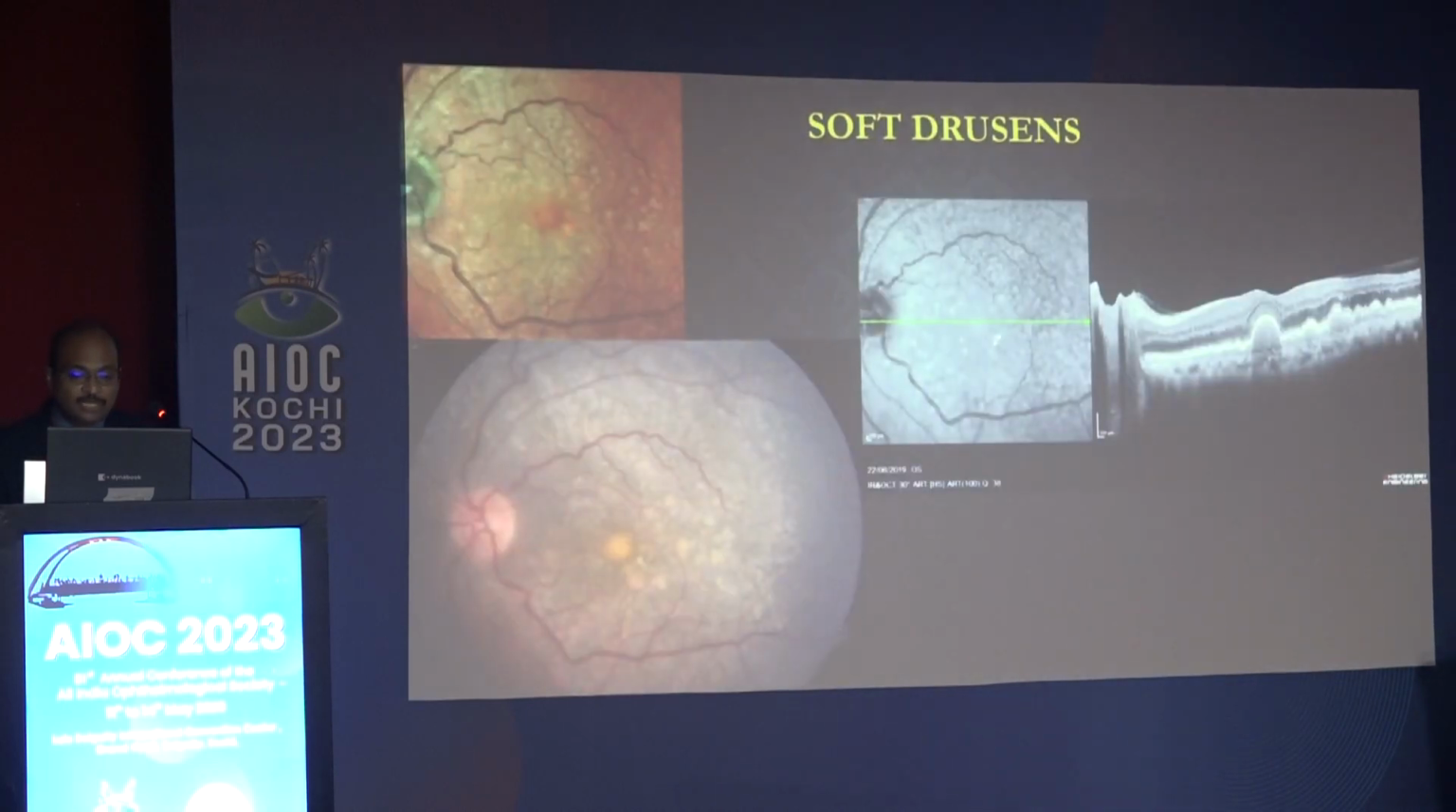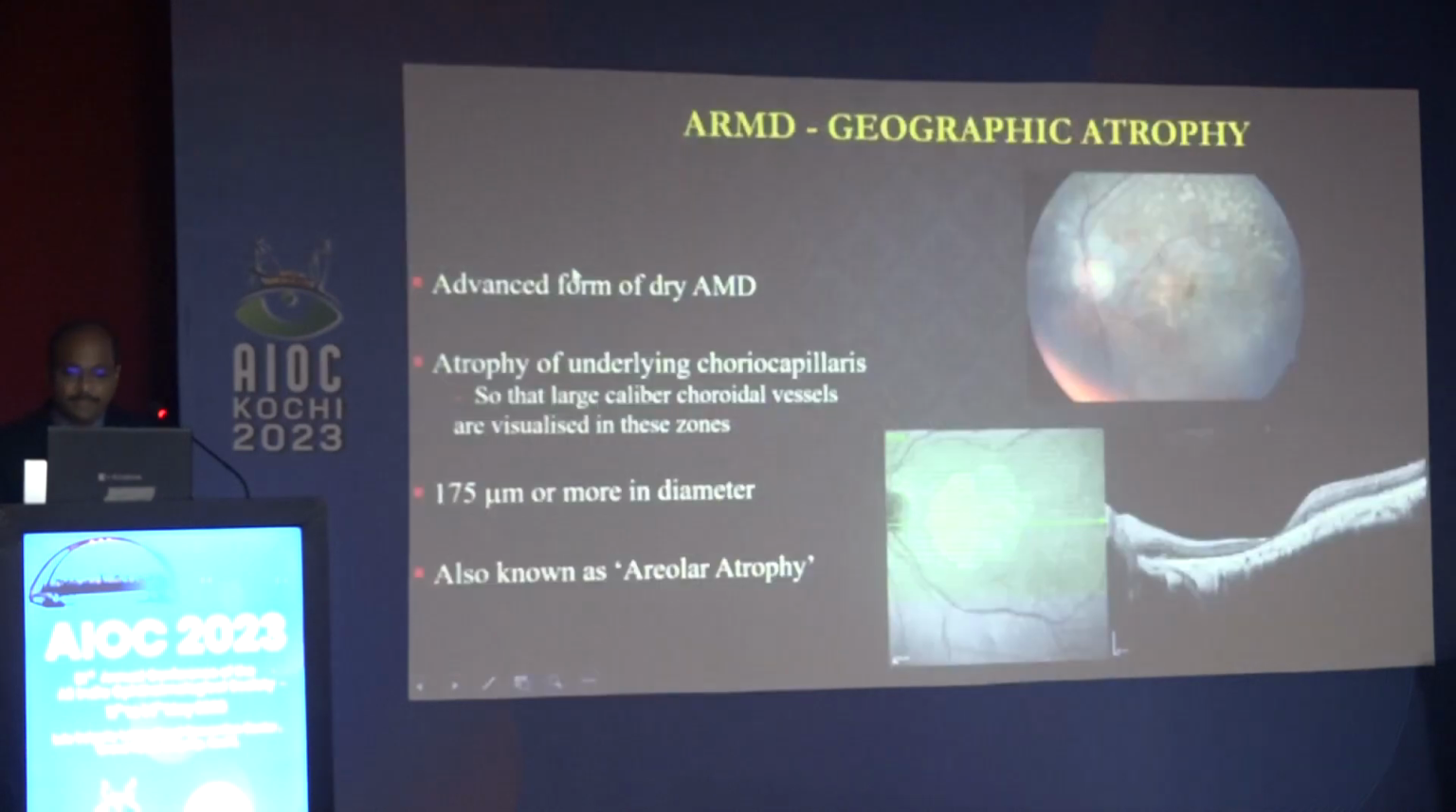Okay, and now these are soft drusen. So you see more dome-shaped lesions and little rounded lesions, and you can see that on the fundus photo here, as well as the multicolor image there.